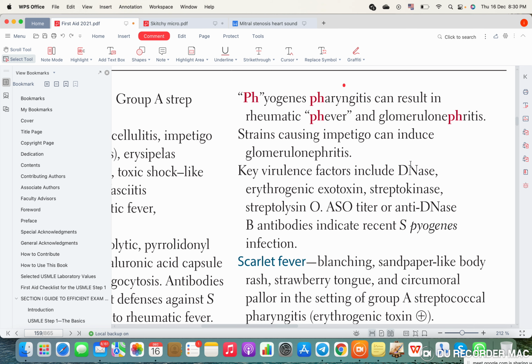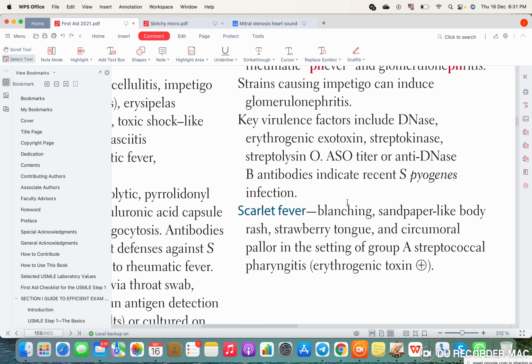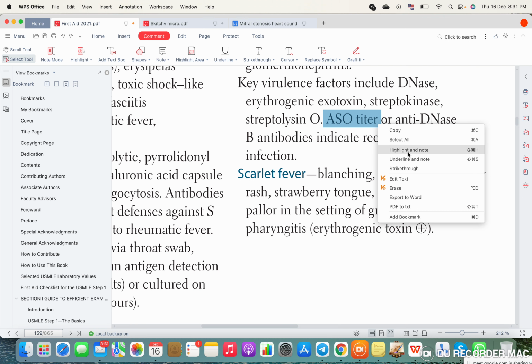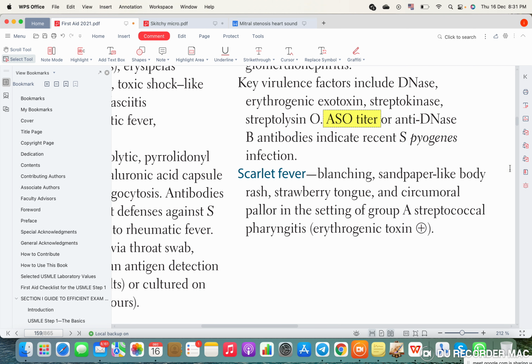So the key virulence factors include DNases. It's not DNA, it's DNases, anti-DNases, erythrogenic exotoxin, streptokinase, and streptolysin O, which are all hemolytic. Anti-streptolysin O titers or anti-DNase B antibodies indicate recent Strep pyogenes infection. Yep, so we use this for detection of rheumatic fever, for example. Especially in the clinic, you will notice that we use this anti-streptolysin O all the time.